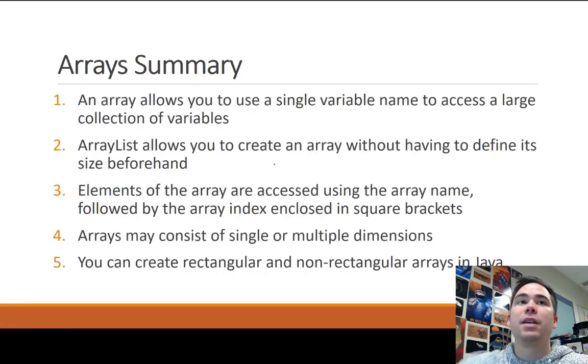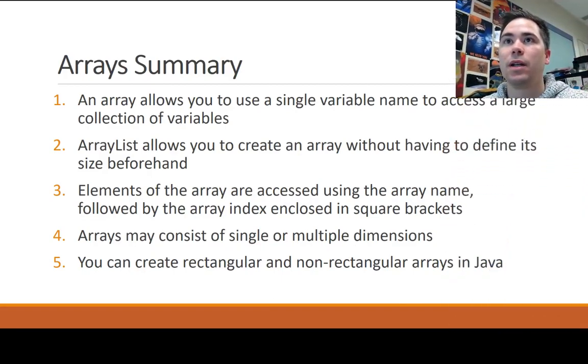Again, array summary. An array allows you to use a single variable name to access a large collection of variables. An array list allows you to create an array without having to define its size beforehand. Elements of the array are accessed using the array name, followed by the array index enclosed in square brackets. Arrays may consist of single or multiple dimensions. And again, I'm going to move myself right again so you can see this last one. You can create rectangular as well as non-rectangular arrays in Java.